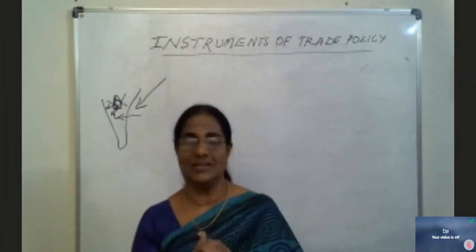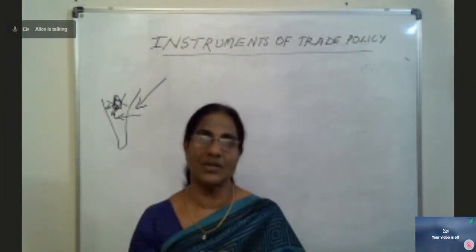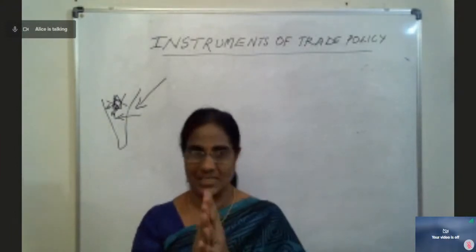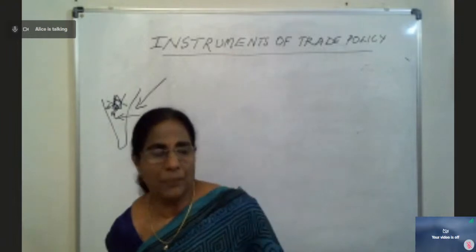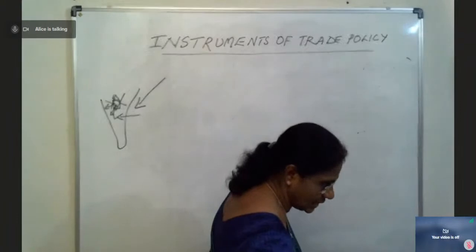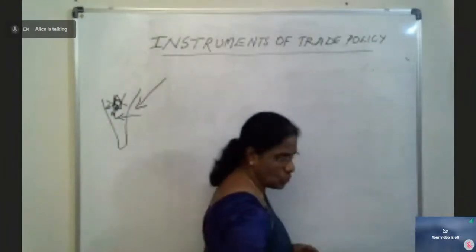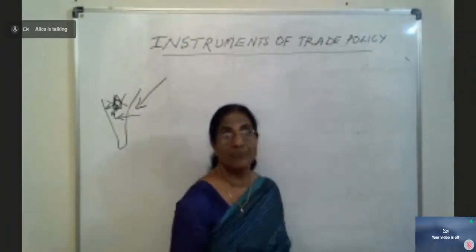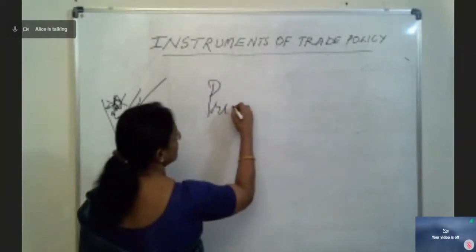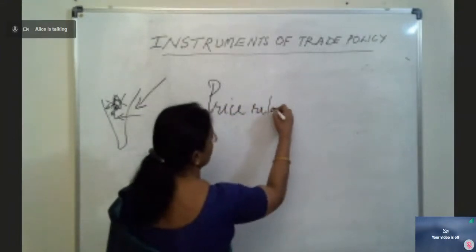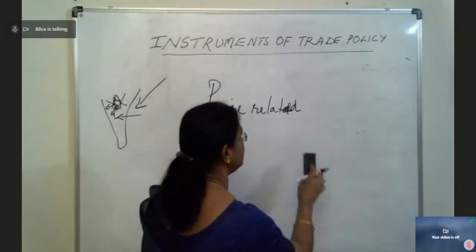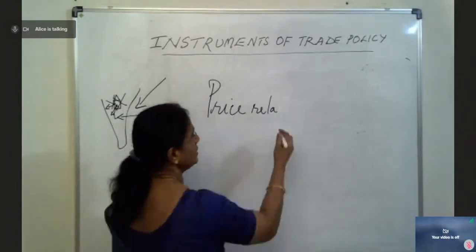Let us now go to the textbook. Okay, we can talk hours and hours if you want like this, but we have to go to exam orientation again. So our policies, our interference with the trade, may take two forms. It can be broadly classified into two. One is price related. Now you are quite clear about these terms. Price related. Okay. So what is it?